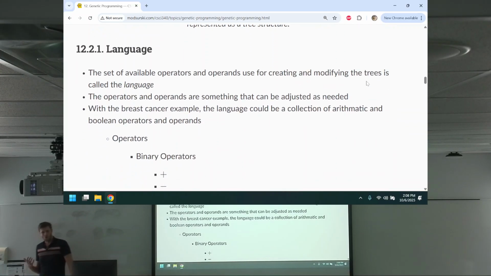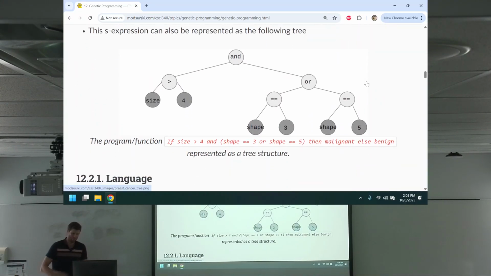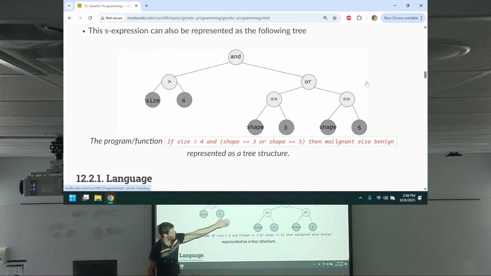A word we use then, because you look at this and you're like, okay, great. These are the operators. We have greater than, and, or, equality.